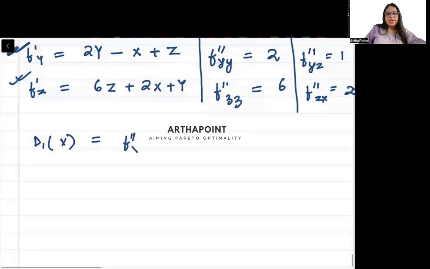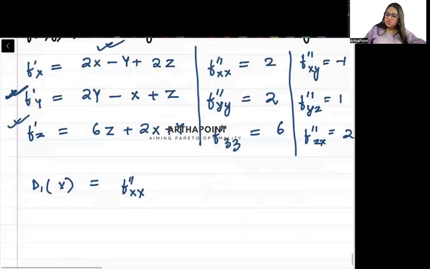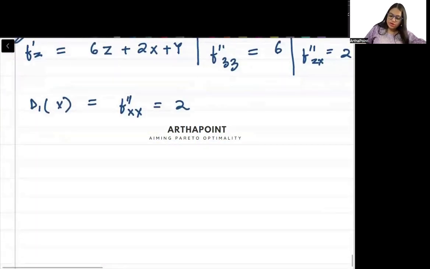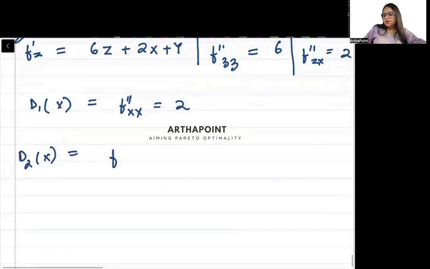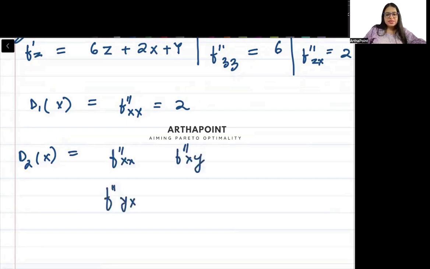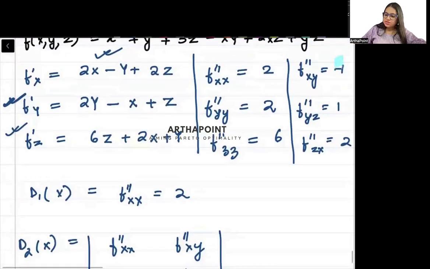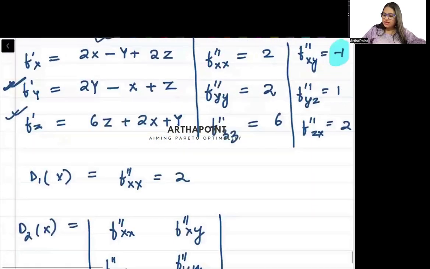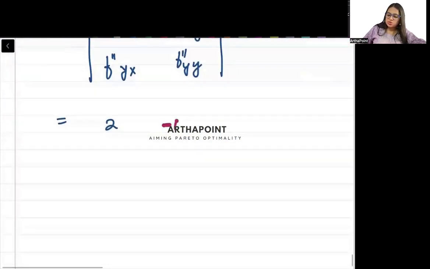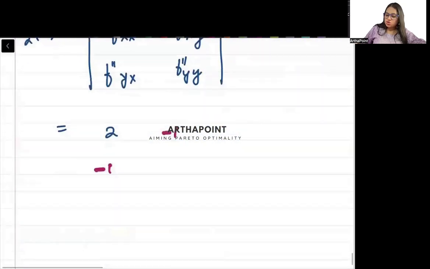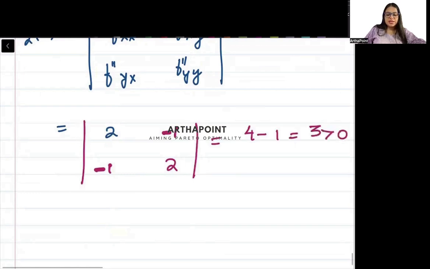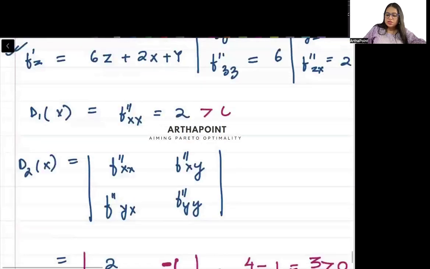d1x is nothing but f double dash xx. F double dash xx is giving you the answer as 2. Then you will go ahead and find out d2x. d2x will be the determinant of f double dash xx, f double dash xy, f double dash yx, and f double dash yy. So this will give you 2. The differentiation xy is minus 1, and yx is also therefore minus 1. So minus 1, minus 1. And yy is 2. So this will go ahead and give you 4 minus 1. That means 3, which is greater than 0. This is also greater than 0.